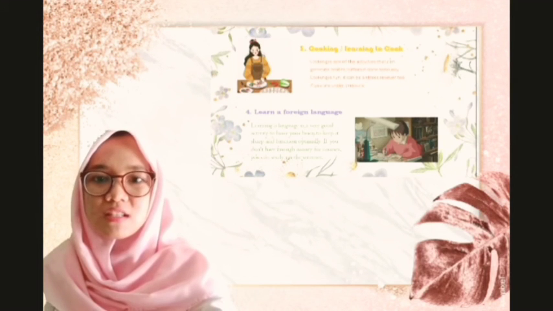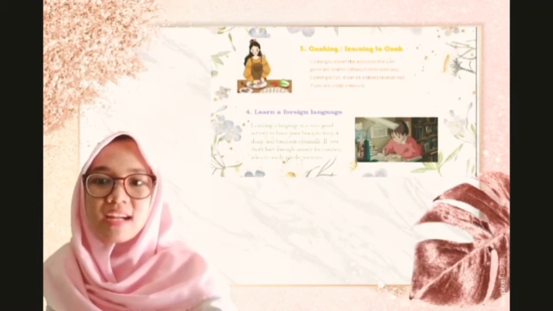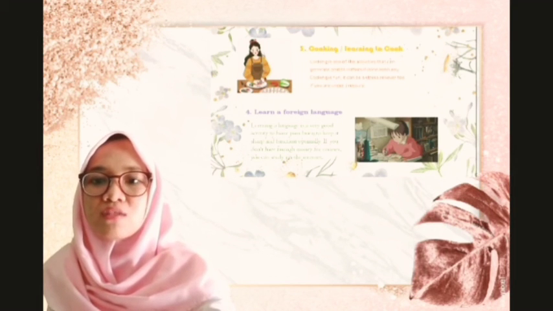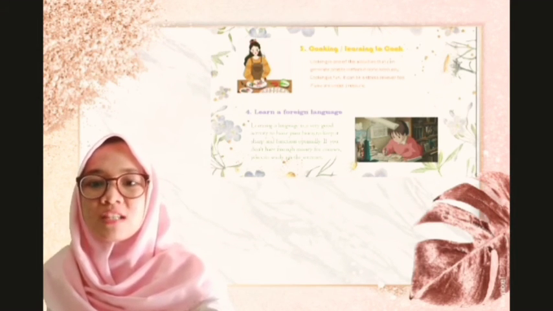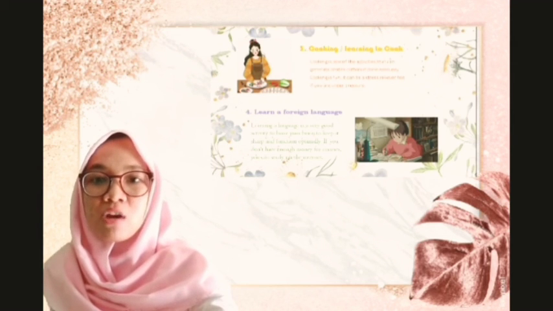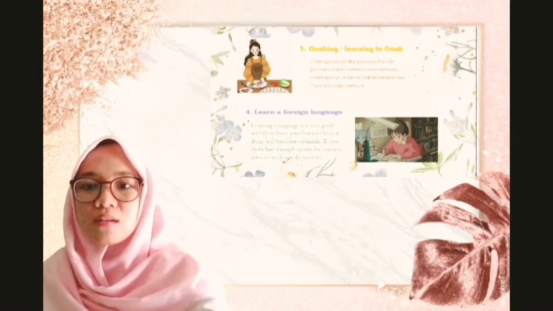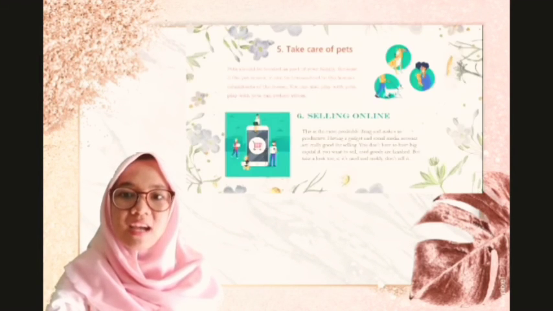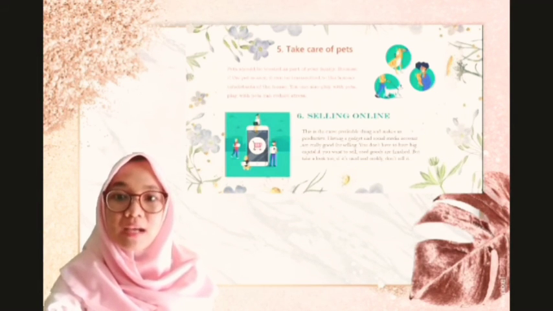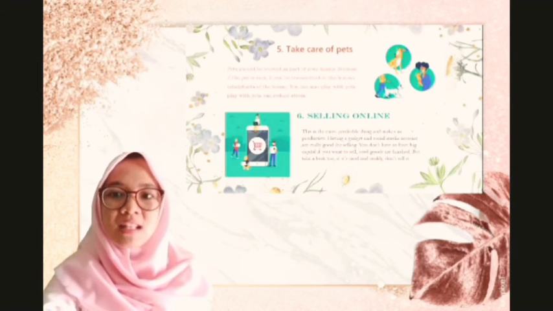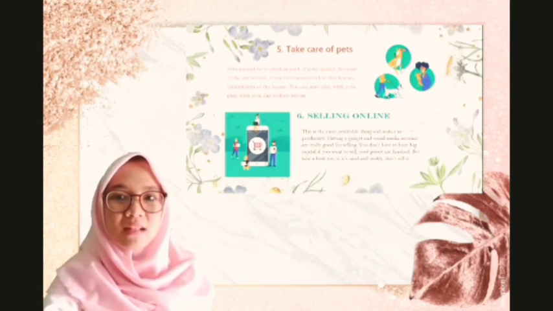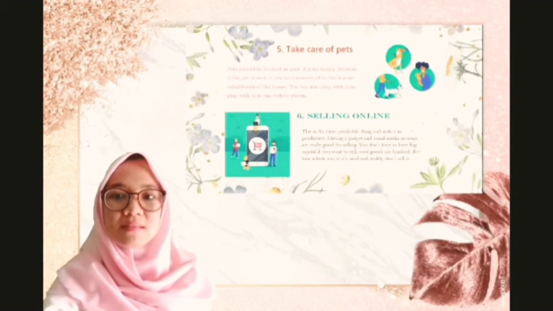4. Foreign language. Learning a language is a very good activity to keep your brain sharp and functioning optimally. If you don't have enough money for a course, you can study via the internet. 5 is taking care of pets. Pets should be treated as part of your family because if the pet is sick, it can be transmitted to the human inhabitants of the house. You can also play with pets. Playing with pets reduces stress.